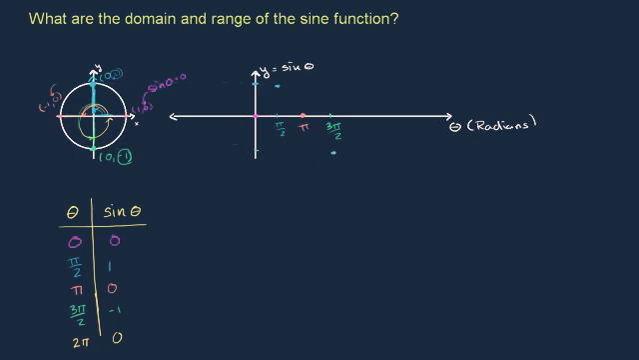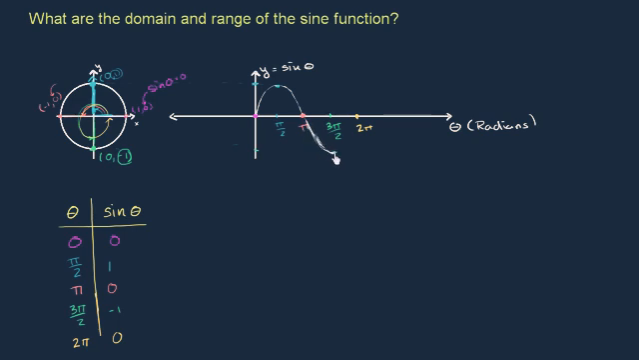And then when theta is 2 pi, sine of theta is 0. And so we can connect the dots. You can try other points in between, and you get something. You get a graph that looks something like this. My best attempt at drawing it freehand. It looks something like this.